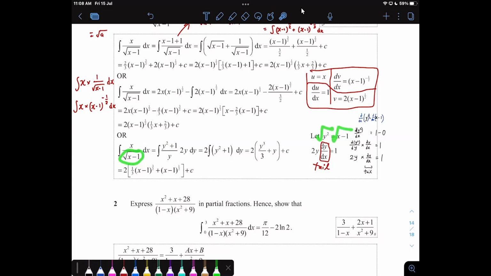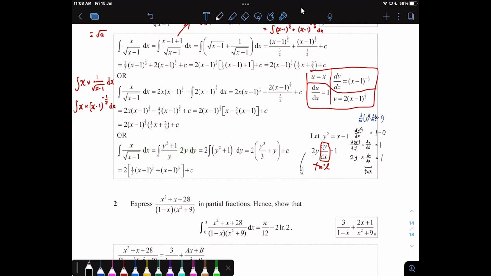Square root means the square root and the square will cancel off. You're just left with a y. So y equals square root x minus 1. Right? Just square root both sides. So then you can get y over here. But how do you get dx to be 2y dy? Just make dx a subject. Yeah, so how do we do that?